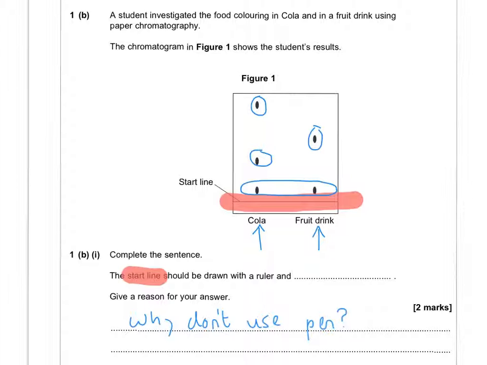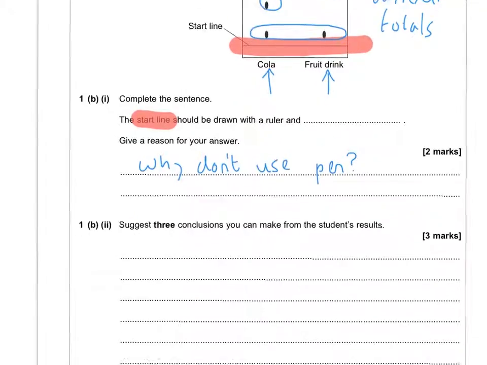So how many colours does cola contain? How many colours does fruit drink contain? We're just trying to make as many comparisons as possible, saying essentially what they have in common and what's different, and perhaps looking at totals. So we're using a lot of data, and it should be fairly straightforward to get 3 marks, although potentially a lot of students might not.